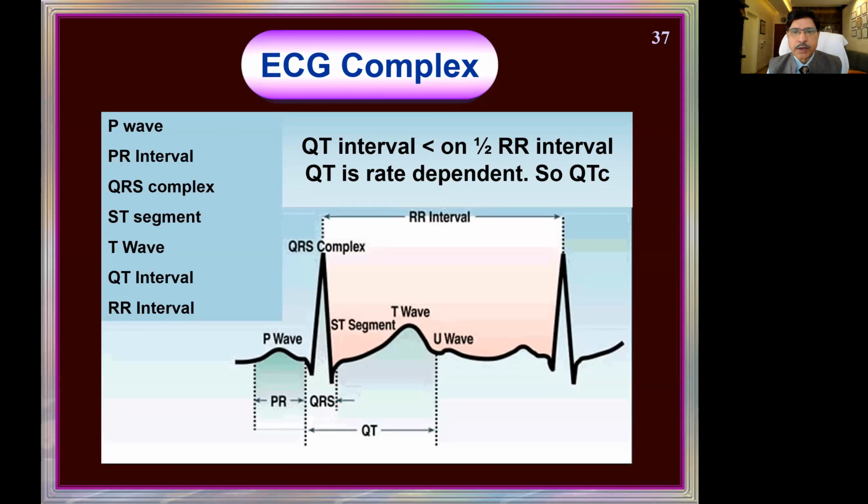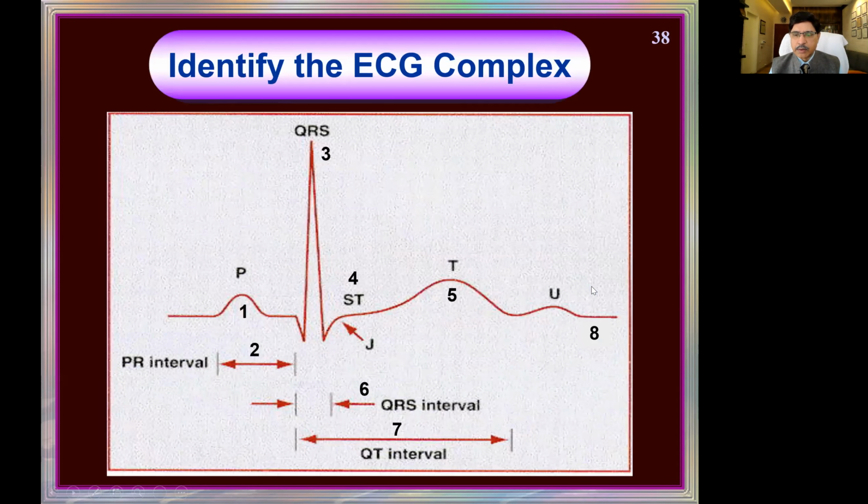Just to recapitulate what we learned, we have the wave patterns of the ECG: the P wave, the PR interval, the QRS complex, the QRS interval, the ST segment, the T wave, the U wave, the QT interval, and the RR interval. All of you keep your microphones muted. So these are the wave patterns. I will recall those for you.